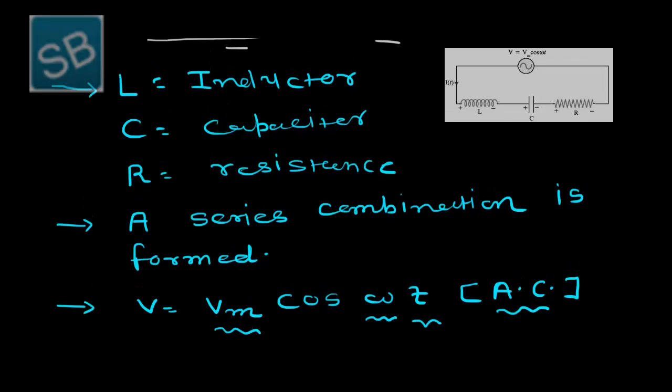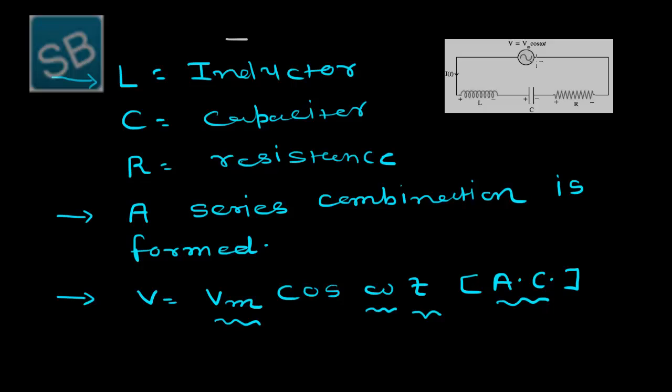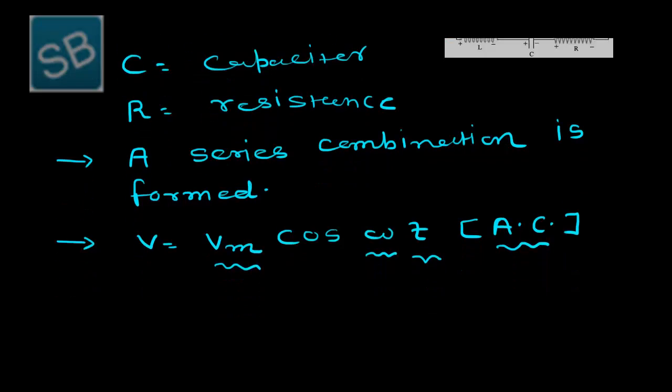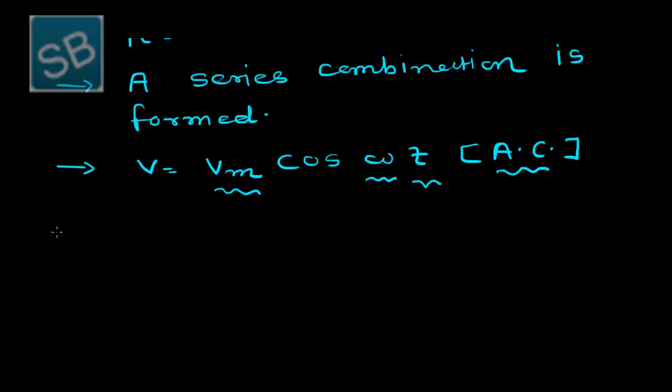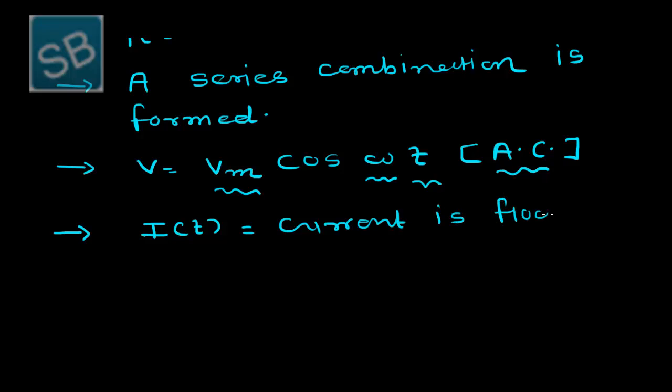Now when this voltage is applied to this circuit, the current I at time t is flowing through this combination of LCR. So after switching on the voltage, the current is flowing in the circuit.